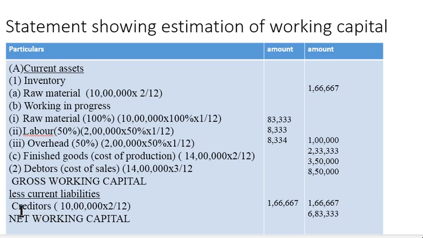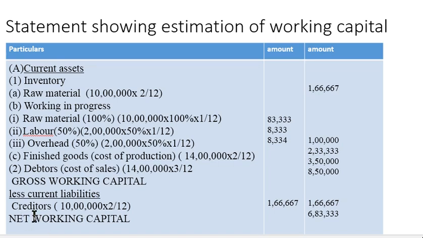Next, less current liabilities. This is as per the format. You have to deduct all the current liabilities. But the first one is creditors. Always creditors will be there. Then other expenses will depend upon the problem. If it is there in the problem, then you have to write it. Usually outstanding expenses will come here.